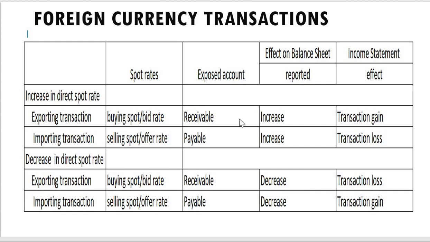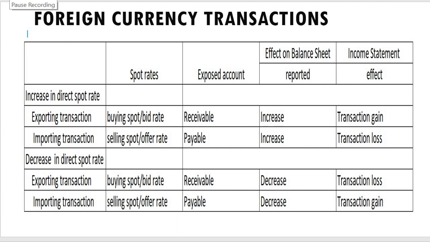Okay? So, if mag-decrease naman yung direct spot rate, and it's an exporting transaction, of course, mag-decrease yung receivable, then mag-decrease yung asset. And then we do have a transaction loss for that. Also, if it's an importing transaction, yung exposed account natin is payable, di ba? So mag-decrease din siya. So pag mag-decrease yung payable, of course, may transaction gain na i-record si domestic entity.